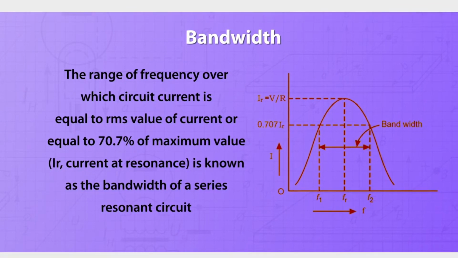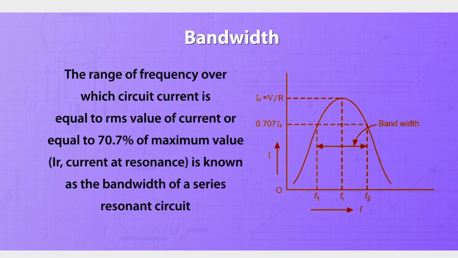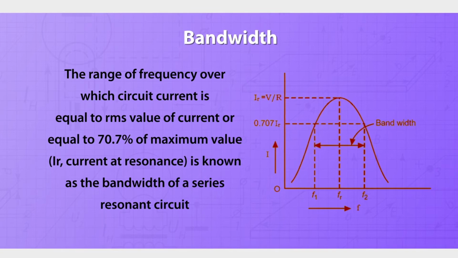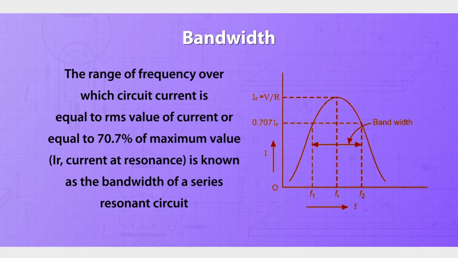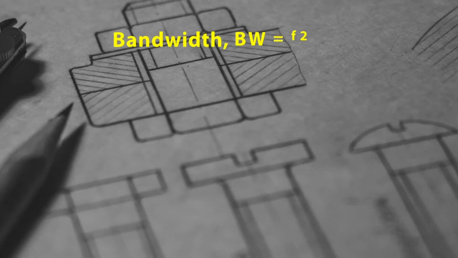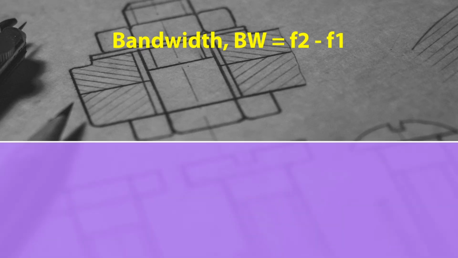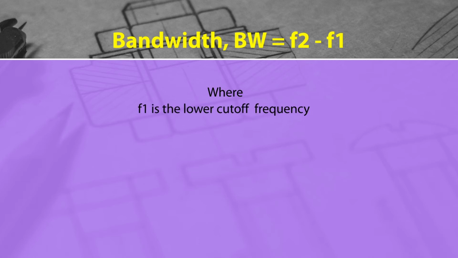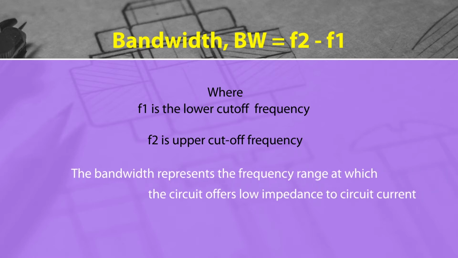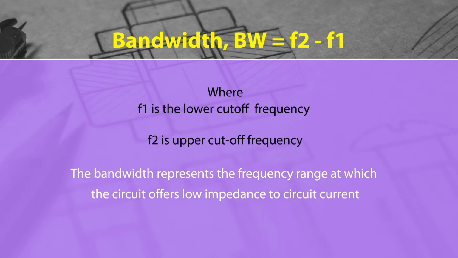The figure shows a resonance curve of a typical RLC circuit where the circuit current is equal to or greater than 70.7% of maximum current, and this current IR can be written as V upon R. The bandwidth, as I already told you, can be mathematically calculated by the formula bandwidth equal to f2 minus f1. Here the frequency f1 is called the lower cutoff frequency and the frequency f2 is called the upper cutoff frequency. The bandwidth represents the frequency range at which the circuit offers low impedance to the circuit current. So the following points may be noted here.